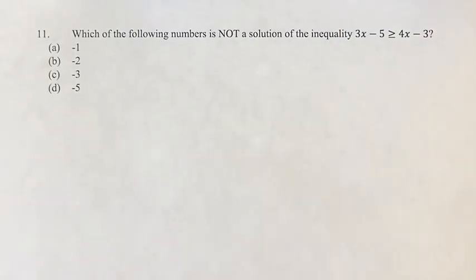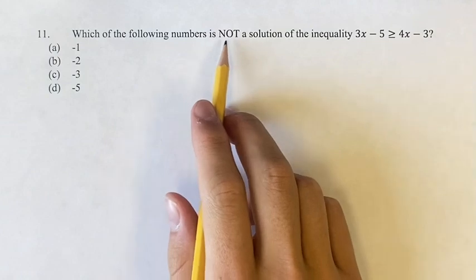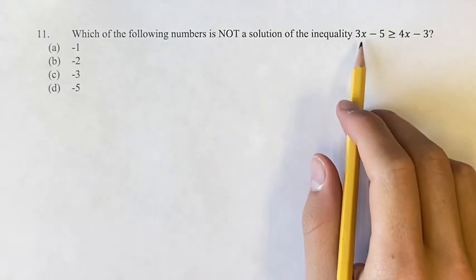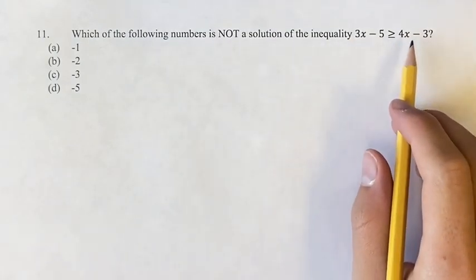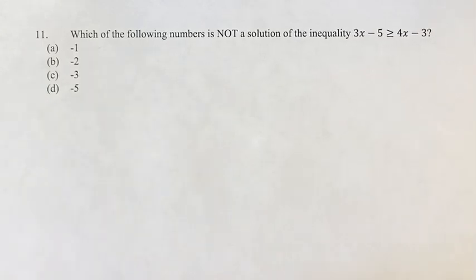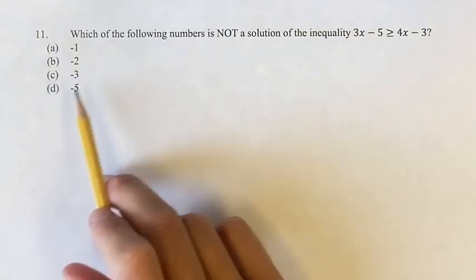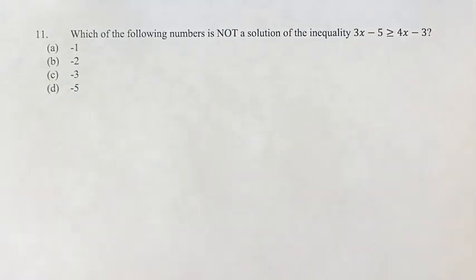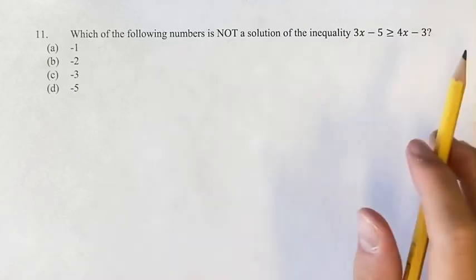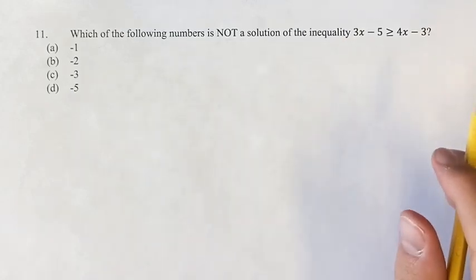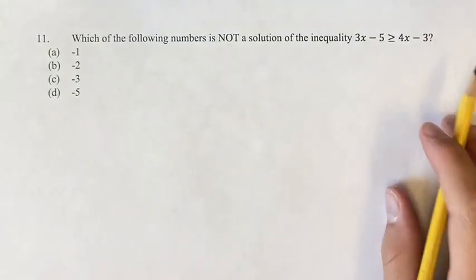In this problem, we're asked which of the following numbers is not a solution of the inequality 3x minus 5 is greater than or equal to 4x minus 3. So there's two ways you can go about doing this. Firstly, you can just plug in -1, -2, -3, and -5 into x in this equation, simplify, and you will get either a true statement or a false statement.